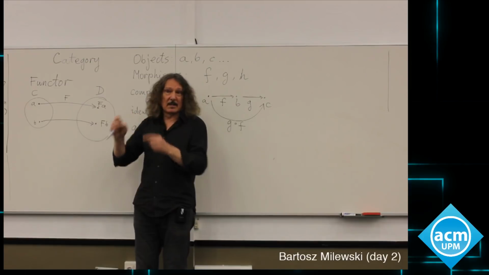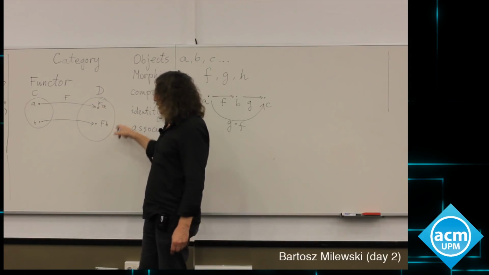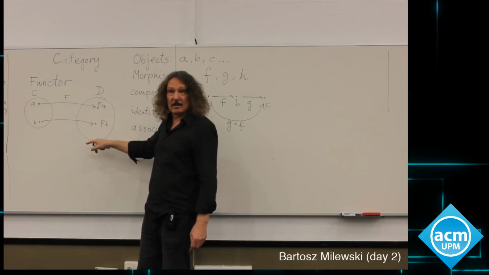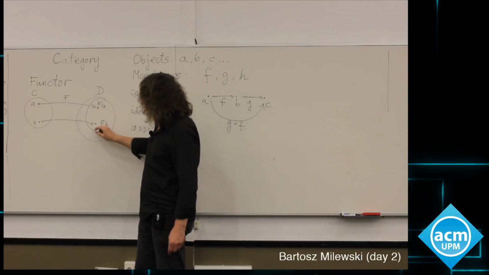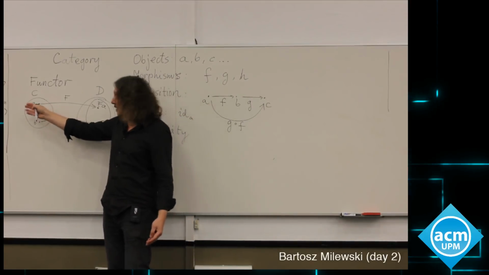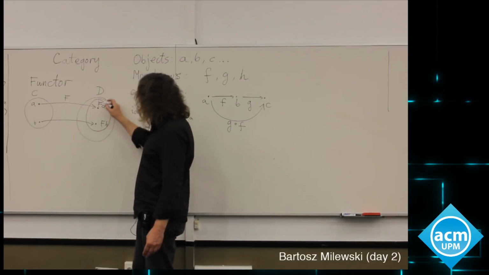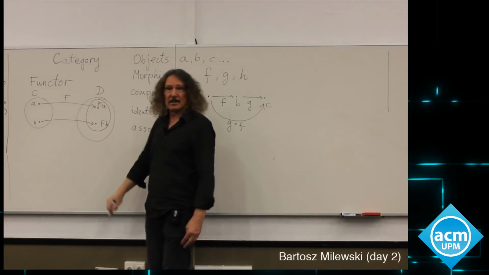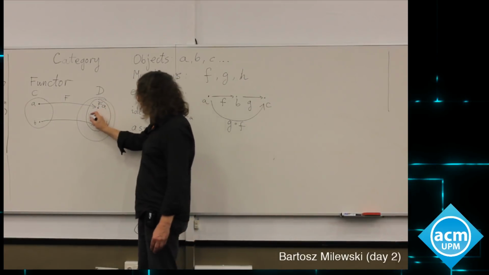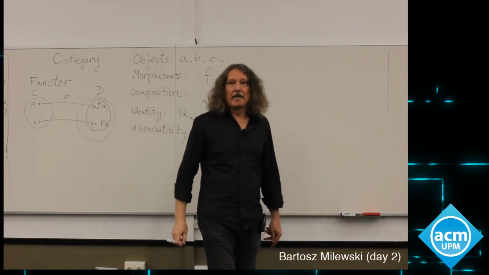Could squeeze stuff, right? It doesn't have to map into every object in D. Maybe it's just a subset of objects in D. That's the image of category C. So it's sort of like, embeds this whole category C inside category D. And this would be the image, right?